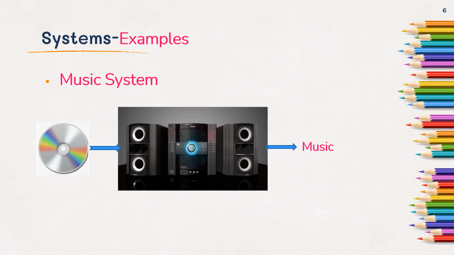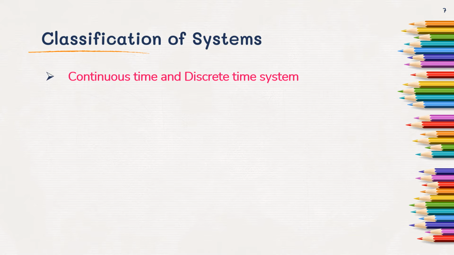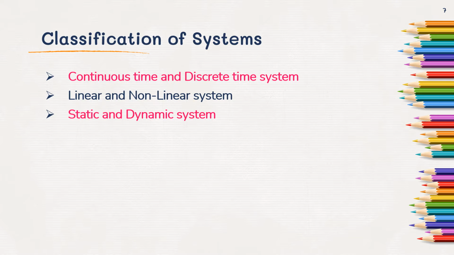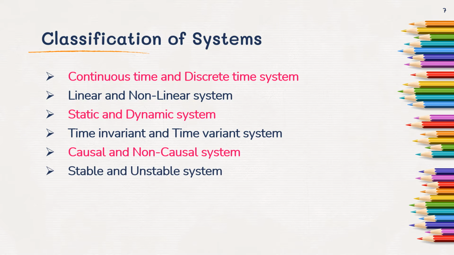Now a music system is another example of a complete system, where you play your CD and you hear the music. Now let us look into the classification of systems. Continuous and discrete time system, linear and non-linear system, static and dynamic system, time invariant and time variant system, causal and non-causal system, stable and unstable system, invertible and inverse system.